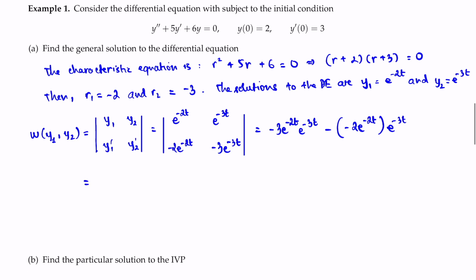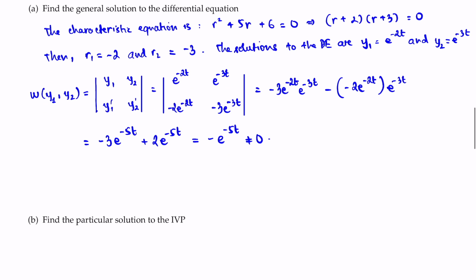Okay. You combine like terms, right? So negative 3 times e to the, combine the exponents together because you have the same base, is e to the negative 5t plus 2 times e to the negative 5t, or this is negative e to the negative 5t, which is different from 0. So this indicates that y1 and y2 are linearly independent and they form a fundamental set of solutions. And therefore, from here you can write the general solution to the differential equation.